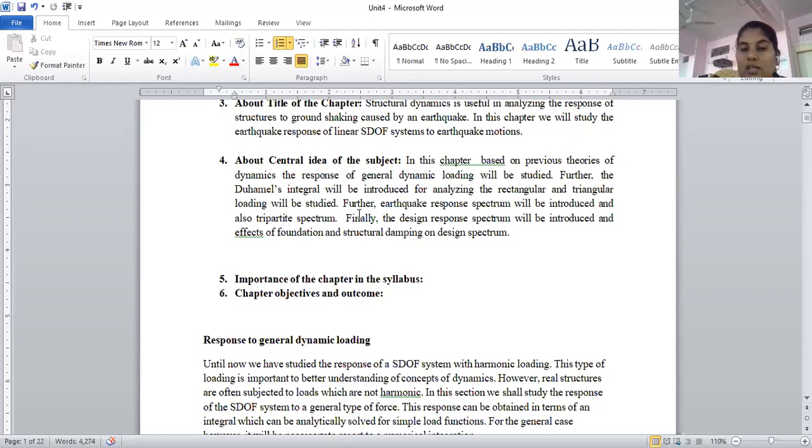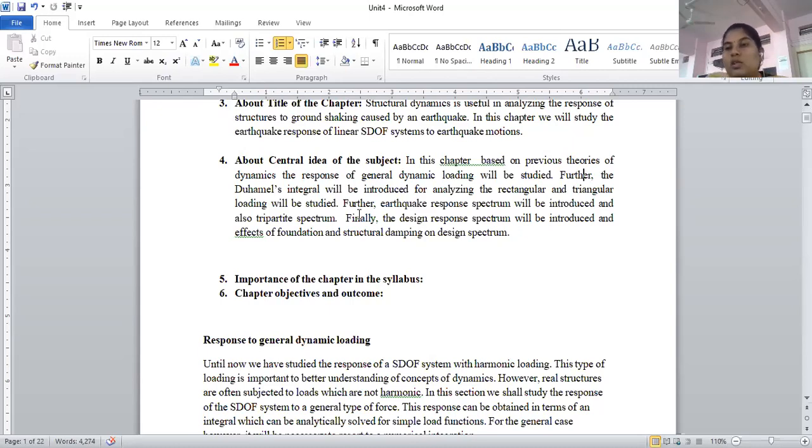Further, Duhamel's integral will be introduced for analyzing the rectangular and triangular loading. Further, the earthquake response spectrum will be introduced, and also the tripartite spectrum. So by these loading conditions, we have to go further for the response spectrum plot by the tripartite spectrum. And finally, the design spectrum will be introduced, and the effects of foundation and structural damping on the response spectrum.